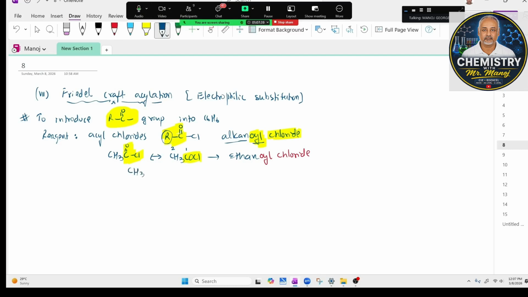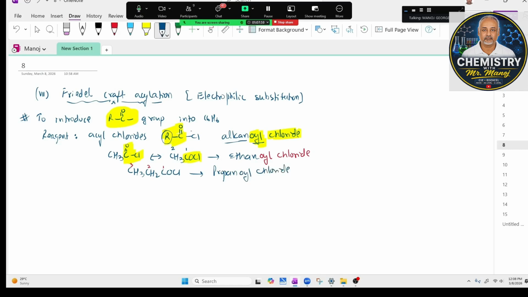Another example, CH3CH2COCl. How do I name this one? How many carbons do I have? I have carbon number 1, that's always carbon number 1, carbon number 2, carbon number 3. I have 3 of them. So I'm going to call this propanoyl chloride. Now you've got the idea how this goes.